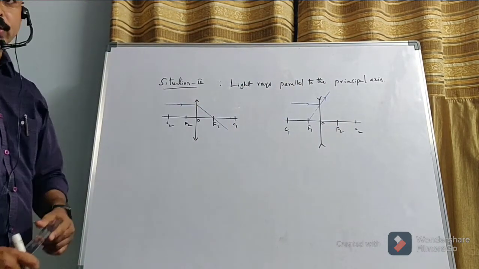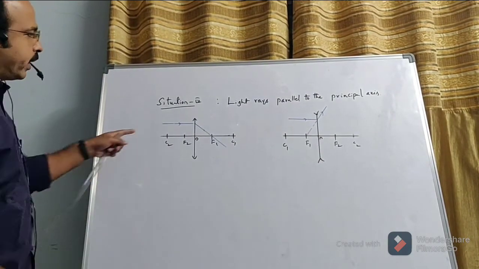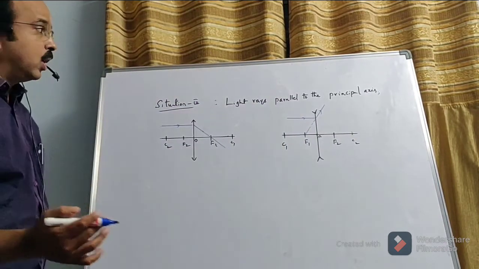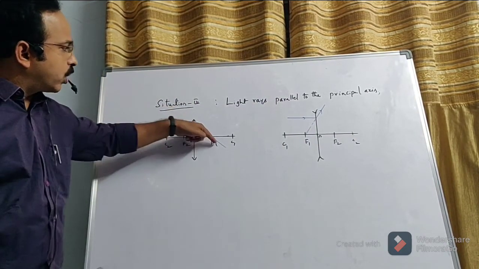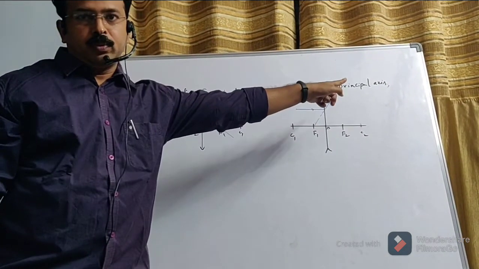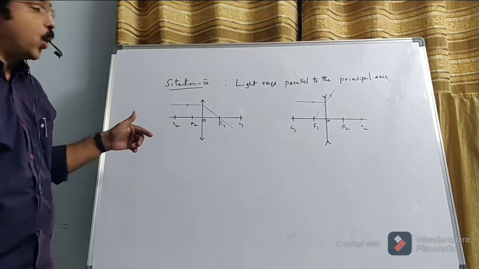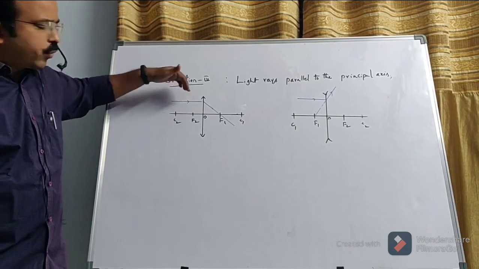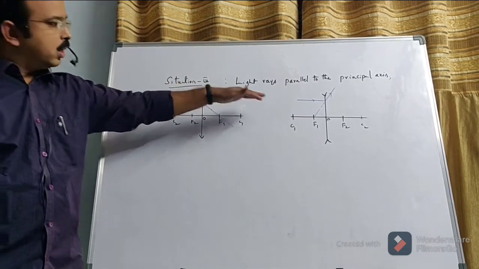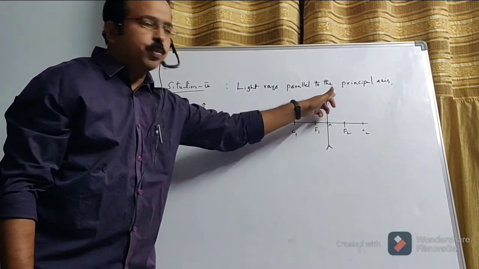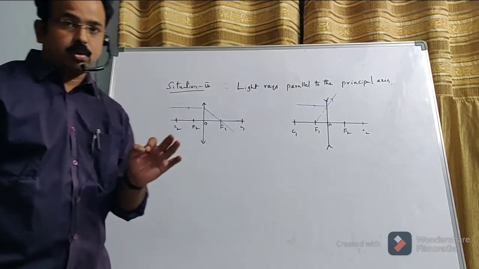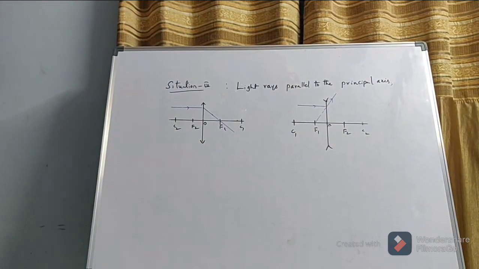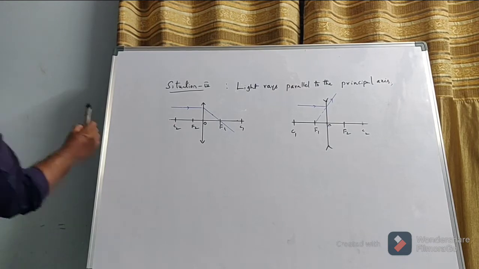You should remember very well that the light rays which are parallel to the principal axis, after refraction, pass through the focus or appear to be coming from the focus. This point is very, very important, the punchline of this lesson. The light ray parallel to the principal axis, after refraction, passes through the focus. In the case of the concave lens, it appears to be coming from the focus. Remember, dear children, don't forget this. This is situation 3. The next one is situation 4.